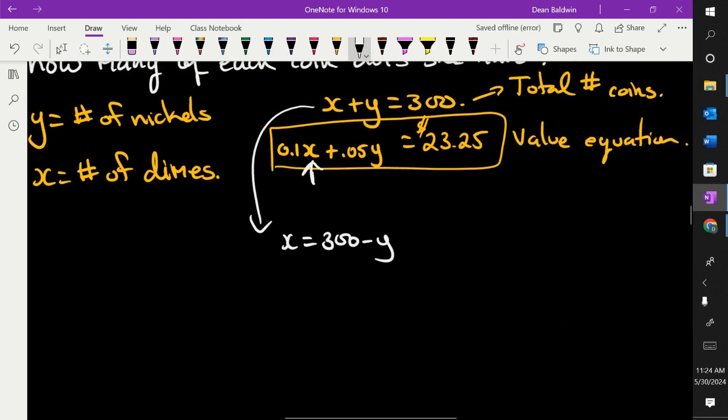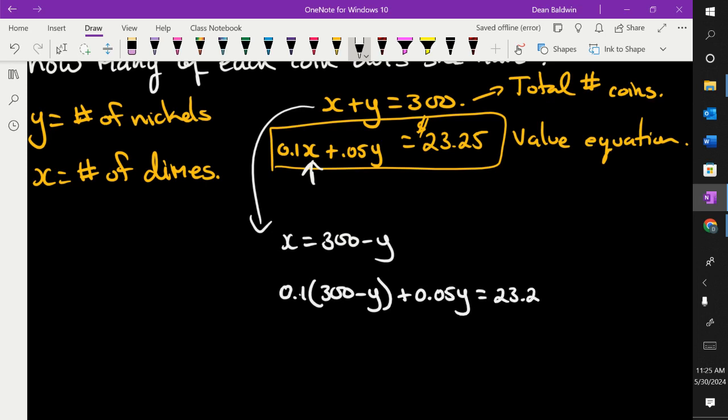So I'm going to write 0.1 times X. But I'm not going to put X. I'm going to put 300 minus Y plus 0.05Y equals 23.25. Okay, all I did was solve for X and then replace the X in the equation with it written in terms of Y. Now we have an equation that has nothing but Y's in it, so we can solve this. But we got to multiply and clear out the brackets.